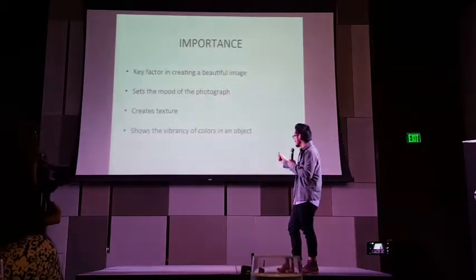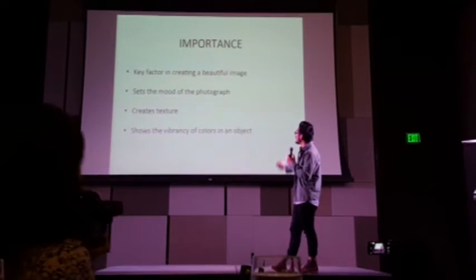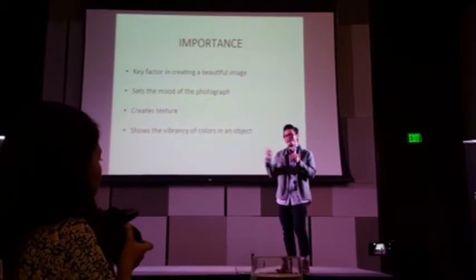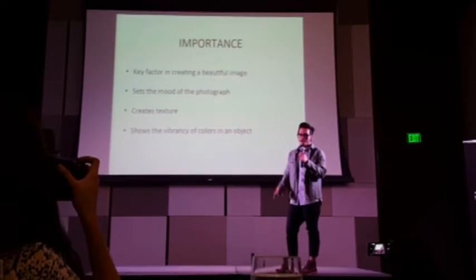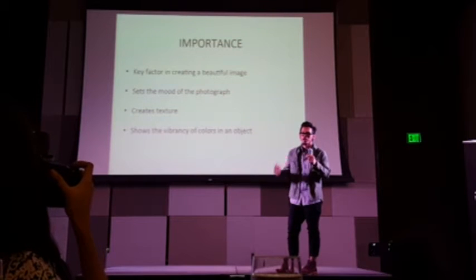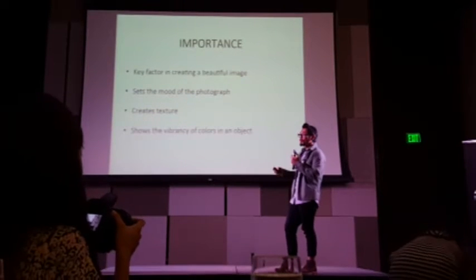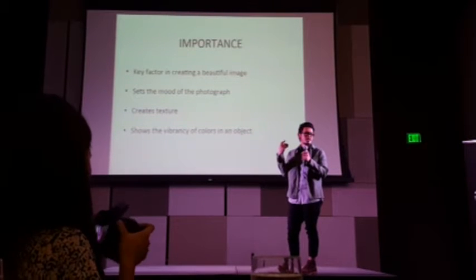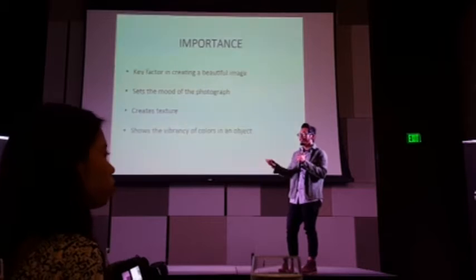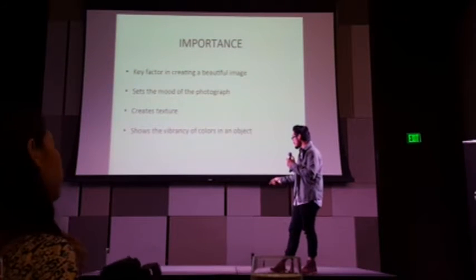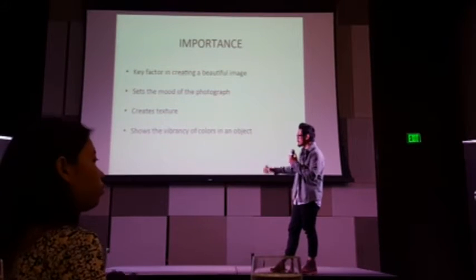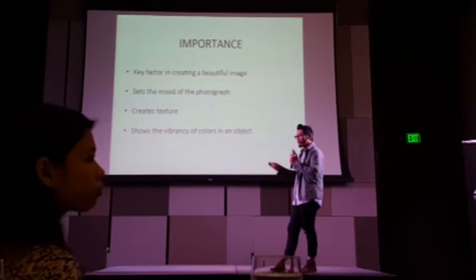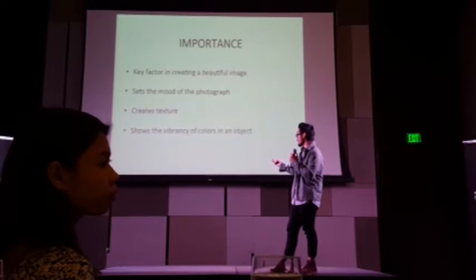Lighting is important, and there is a key factor in creating a beautiful image. Of course, it dictates everything, like how your subject looks, and it sets the mood. You can see textures, if it's backlit or harsh lighting, and of course it shows all the vibrancy of colors in a photograph or in your object.